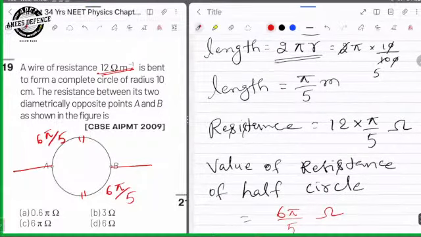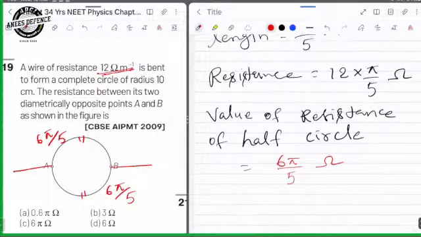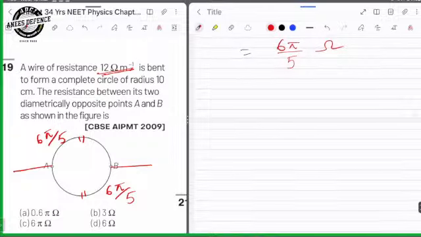Whole resistance is 12π/5. So when you convert into two parts, you have to multiply that value by half. So 6π/5. Always remember a trick. Listen carefully. What is the trick?